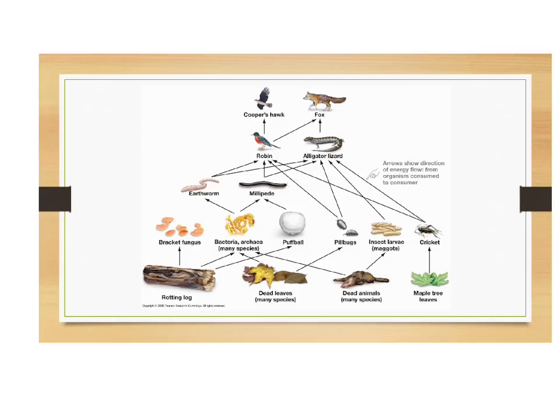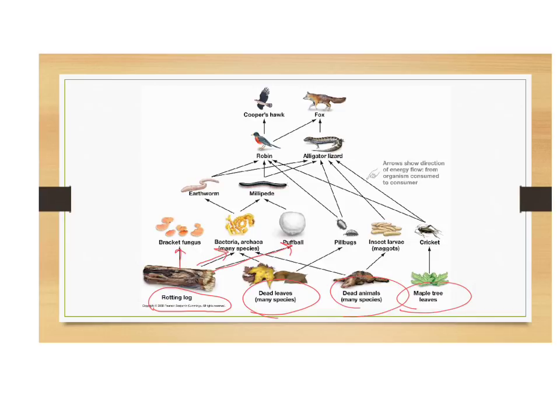So let's start here along the bottom with the rotting log, the dead leaves, the dead animals, and the maple tree leaves. So some of these are detrital. Rotting log, dead leaves, and dead animals, those are detritus. Those are not production. The maple tree leaves are photosynthetic producers, but the energy from these detrital food webs is actually feeding in. So the energy from the rotting log is flowing into the bracket fungus. It's also flowing into bacteria, and this is archaea actually also, and it's flowing into these puffballs. Puffballs are a type of fungus.